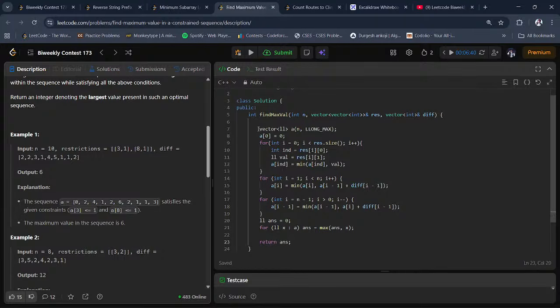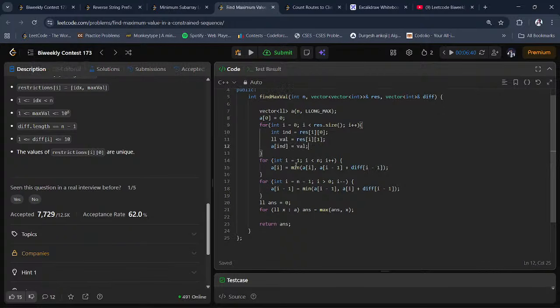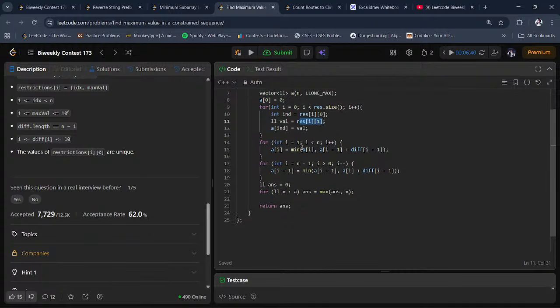So see, what I did, I initialized a vector array, initially all values with long long max. I know the fact that A of 0 is 0. Then for every restriction index, we kept its maximum value. All indices are unique, so you can just keep this. It's just like assigning the maximum value: this is the index, this is the value.